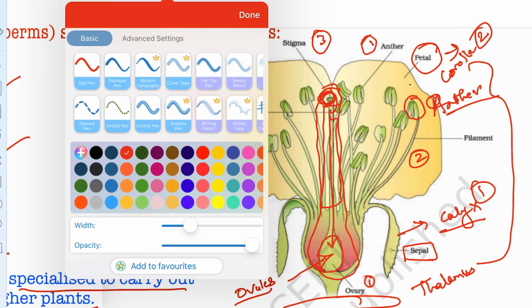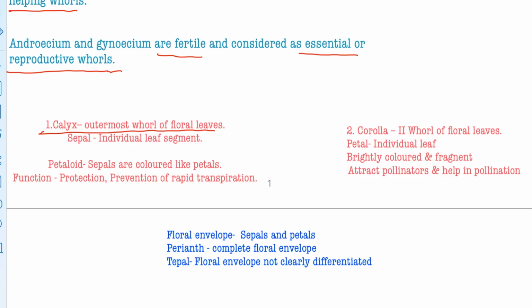Now let's move forward. Let's do a quick revision. What is calyx? It is the outermost whorl of floral leaves, and an individual leaf segment is known as sepal. Now there is a condition known as petaloid. What is petaloid? Where sepals are colored like petals, so there is no distinction between the two. What is the function of calyx? They help in protection of other floral appendages. They prevent rapid transpiration of the inner floral parts of a flower.